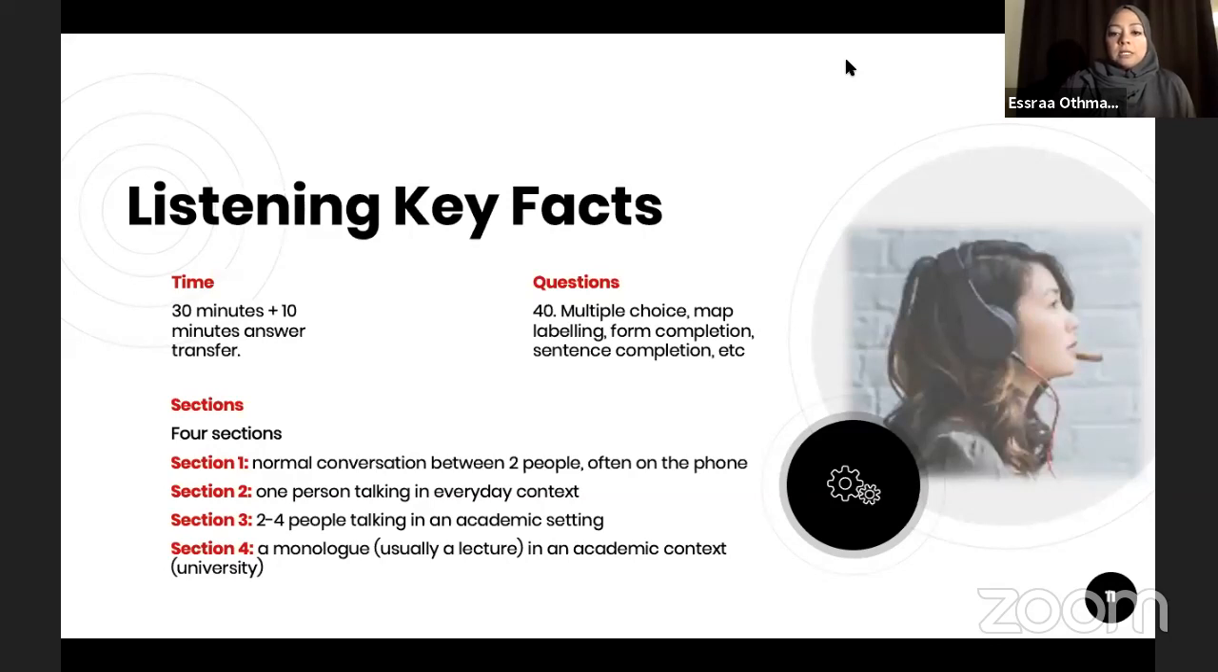Now, as we learned, listening and speaking is the same for both types of exams. So for academic and general training, both of them will have the same listening types of topics and questions.